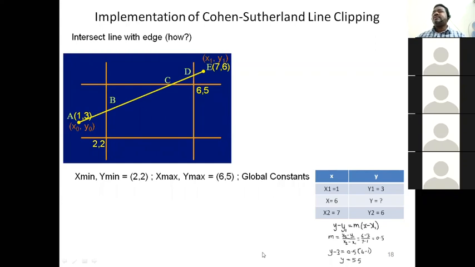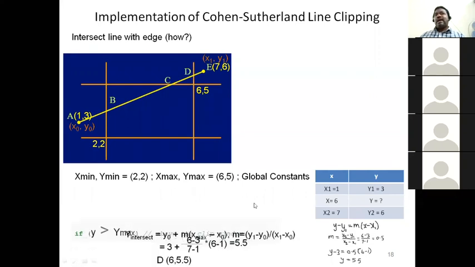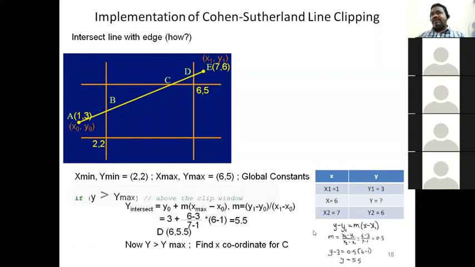Clear? Yes, sir. Okay. So once you found this, in the algorithm, whatever value we are getting here, I have represented in terms of x0, y0, x1, y1, xmin, ymin, xmax, ymax. The same expression, with whatever notation I have used here. And I found the point D is 6, 5.5, this point.